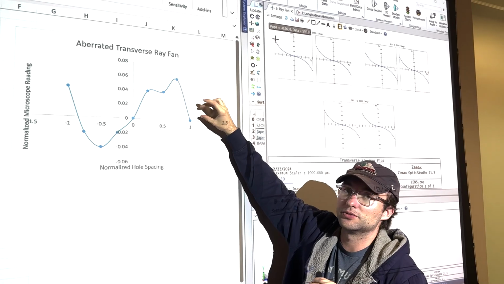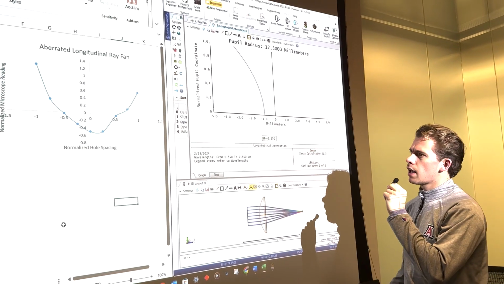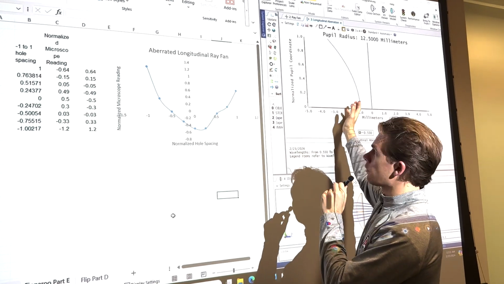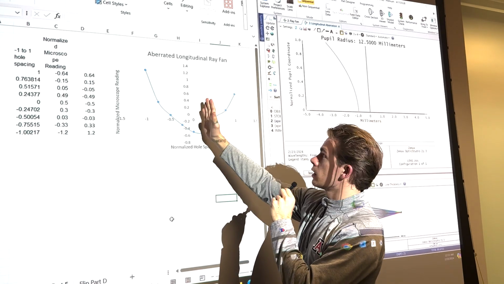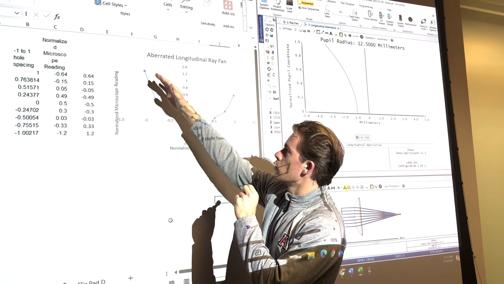It's really small values. All right, then with our lens flipped around again, this is our longitudinal ray fan plot, and it looks a little different than our experimental, but that's just because this is only graphing part of it, whereas we graph the full thing. So as we can see on the left side of the y-axis, it sort of follows a general trend where it's moving in this direction.